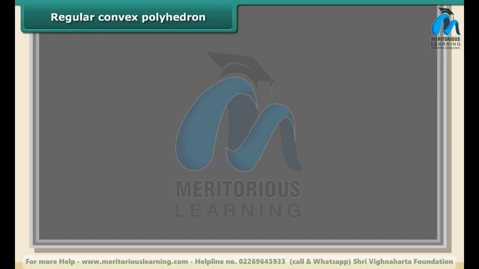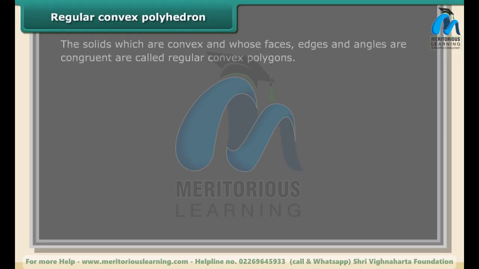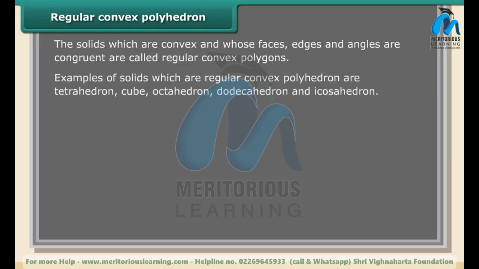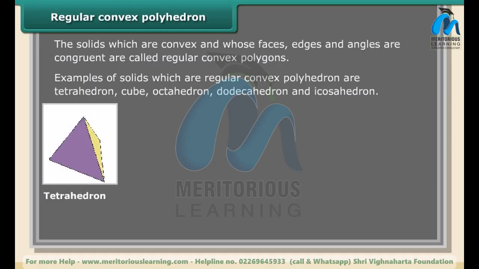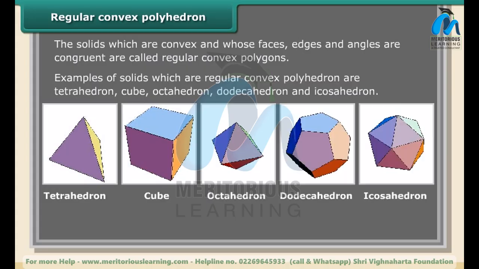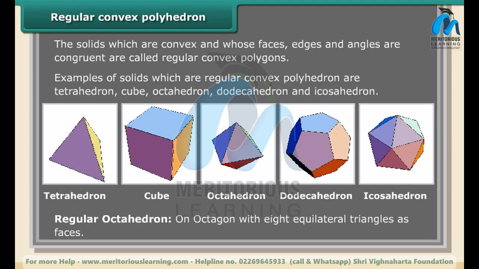Regular convex polyhedron: the solids which are convex and whose faces, edges and angles are congruent are called regular convex polyhedrons. Examples of solids which are regular convex polyhedrons are tetrahedron, cube, octahedron, dodecahedron and icosahedron. Regular octahedron: a solid with 8 equilateral triangles as faces.